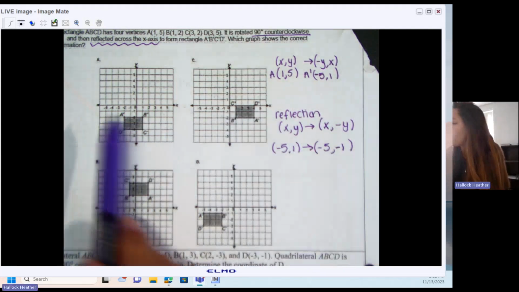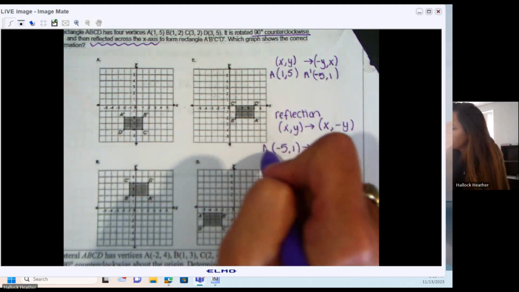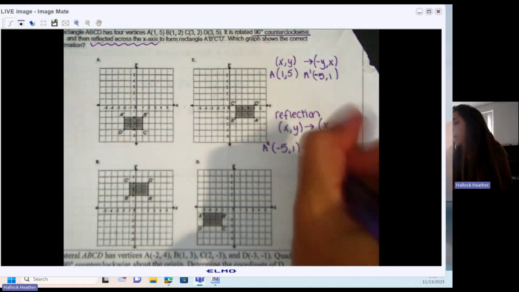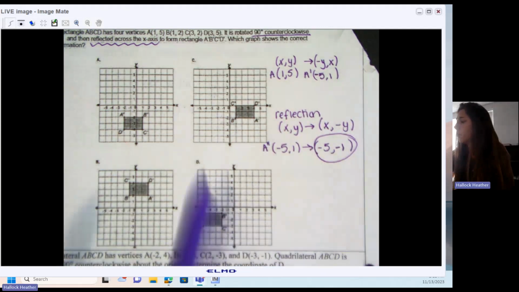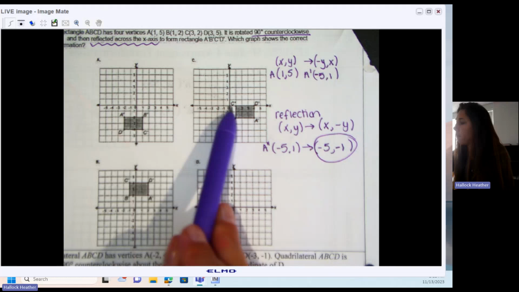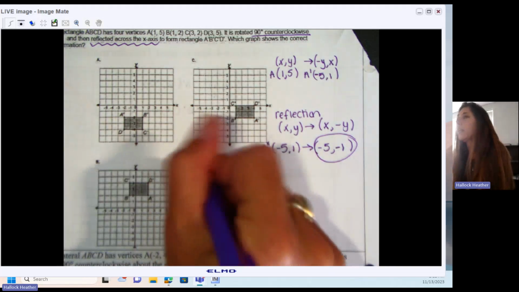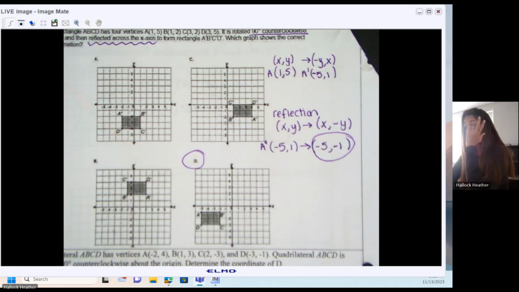So if I look at all these graphs, I need A double prime to end up at the coordinate negative 5, negative 1. So D is the correct answer.